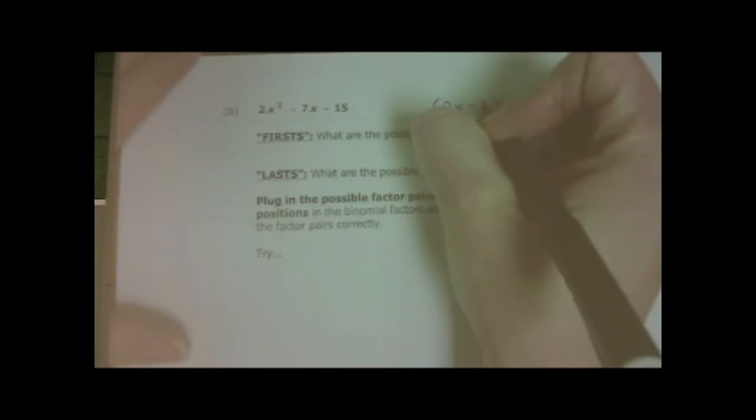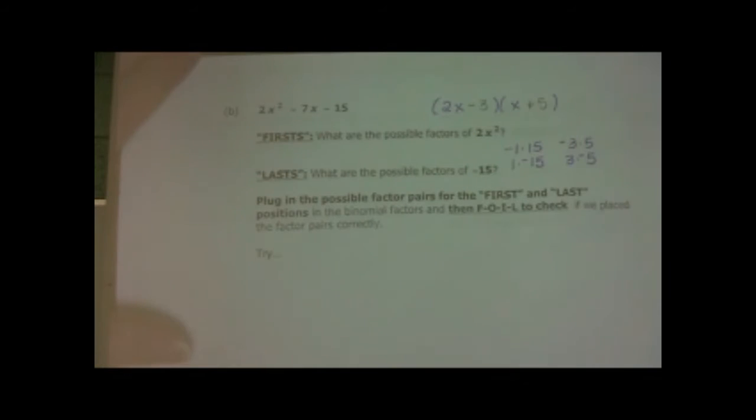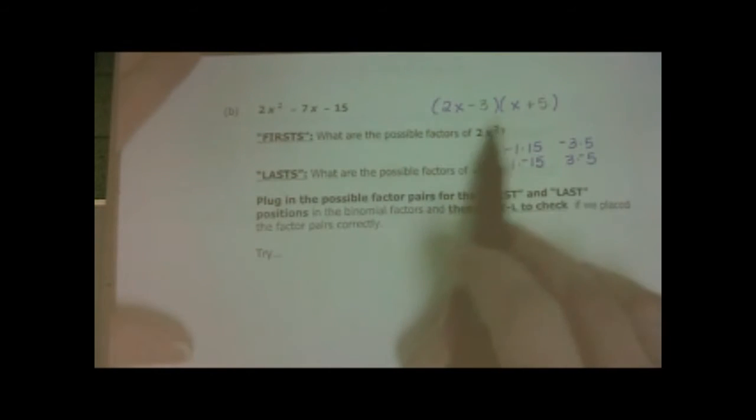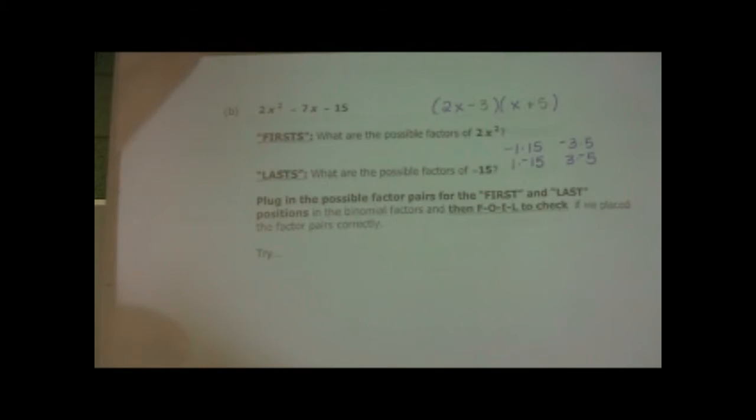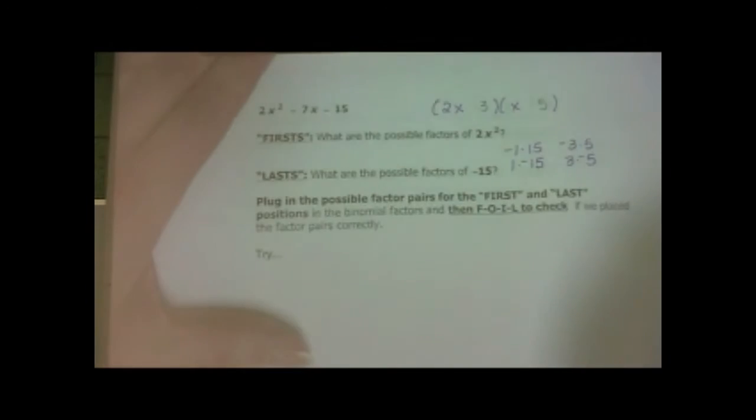And let's put something in. So negative 3, positive 5. We'll just try that. In the middle, I get negative 3x. In the outers, I get positive 10x. That gives me positive 7x. That's just the wrong sign. So all I have to do is switch my signs, because I've got the right number. I just need the opposite signs.